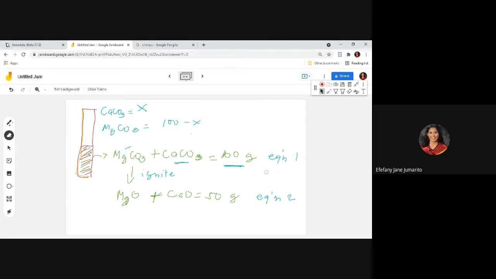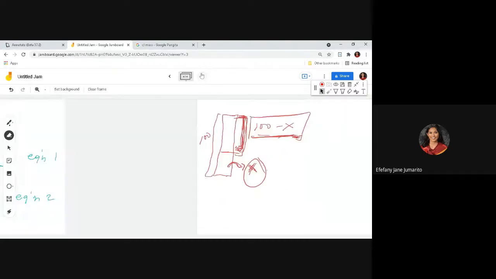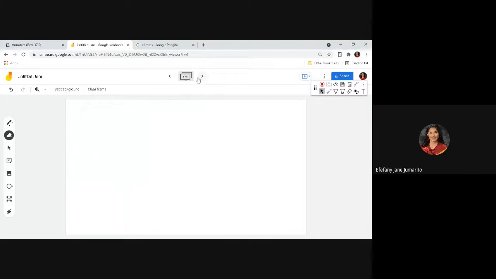Now we have two equations here. We are going to find X. Two equations, so it's already enough, no? You have only one unknown, then you have two equations. That's enough. Okay, enough to find the X. Okay, so we have that one.